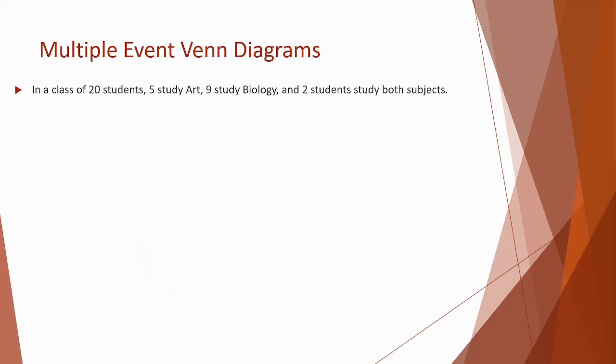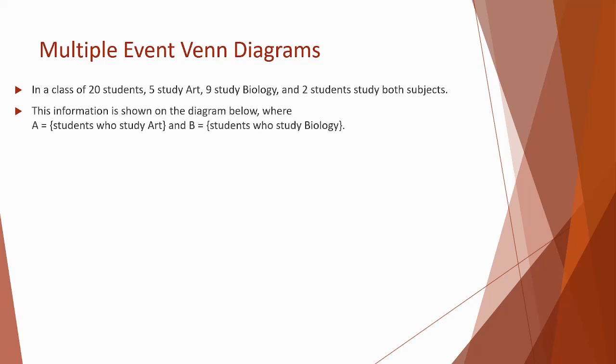So the Venn diagrams that most people remember have multiple events on it. So I'm going to show one with 2 events. One event is for the students who study art and one for the students who study biology. So when I look at a class of 20 students, I find that 5 of them study art, 9 study biology, and 2 study both. So using this information, I'm going to set up my 2 events. A is those that study art and B is those that study biology.